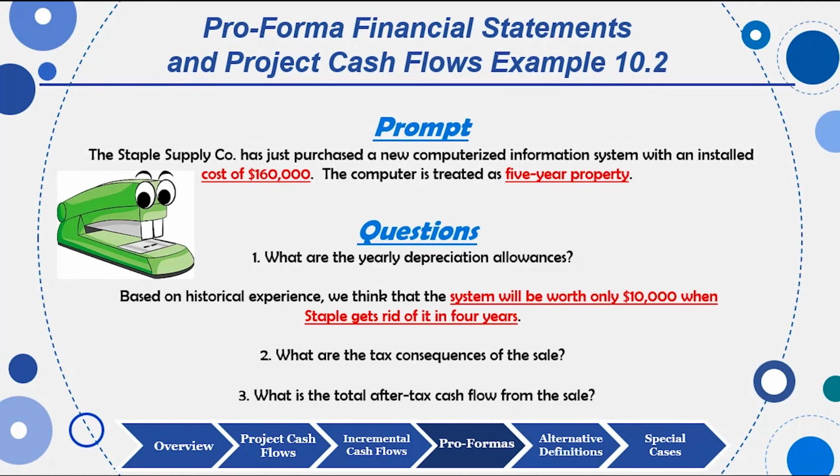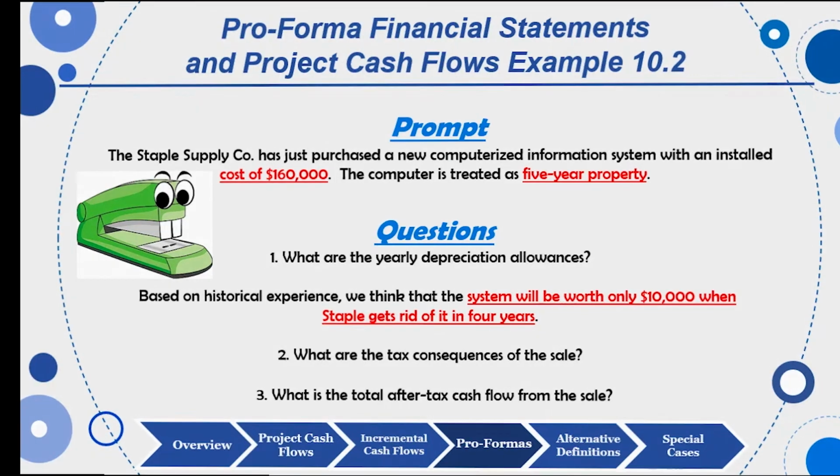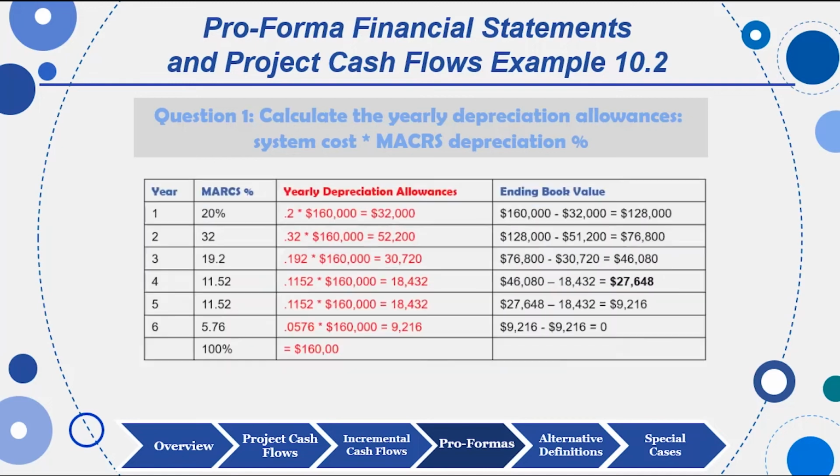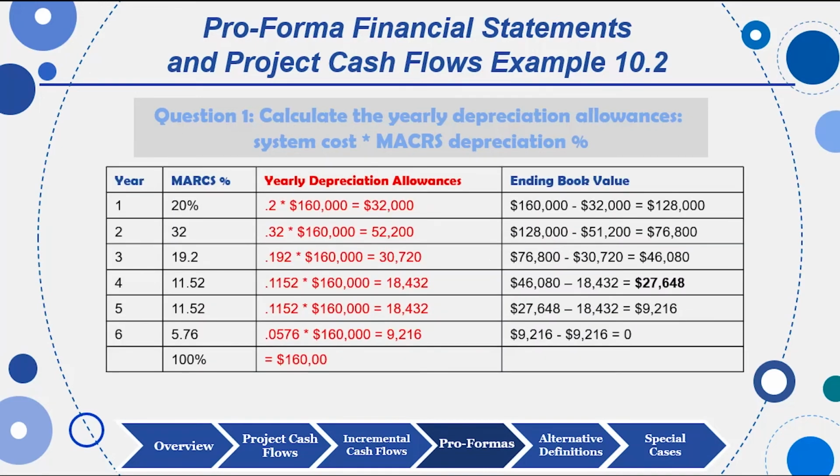Here's an example of a problem. Staples Supply Company is buying a new computerized information system, cost of $160,000, and we're going to look at a 5-year MACRS depreciation method or model. So again, you get the 5-year depreciation percentages from the IRS. If it were straight line, it would just be 20, 20, 20, 20, 20. But we know with MACRS, we get a little goodness in year number 2, and we get a little goodness in year number 6. And so we take these percentages times the cost of the equipment, $160,000, and we calculate the various and sundry depreciation amounts.